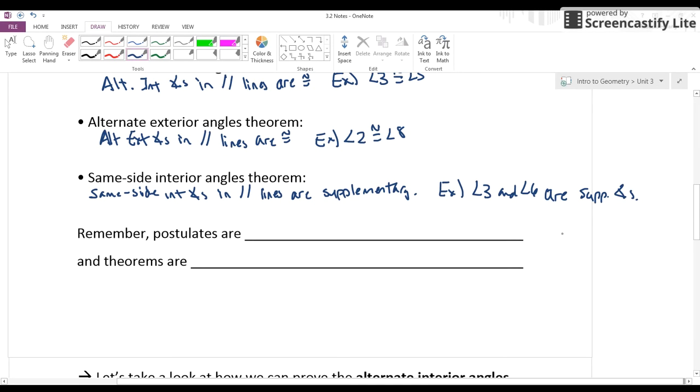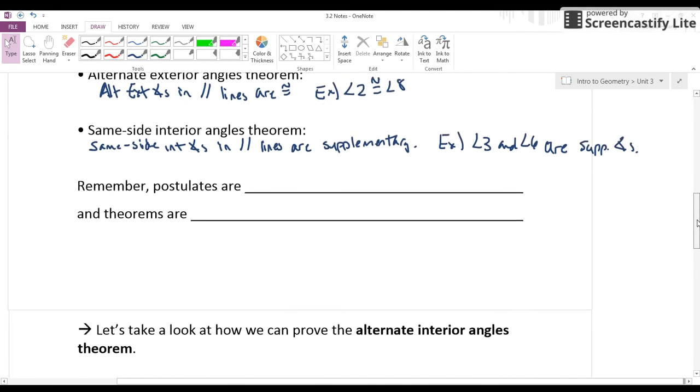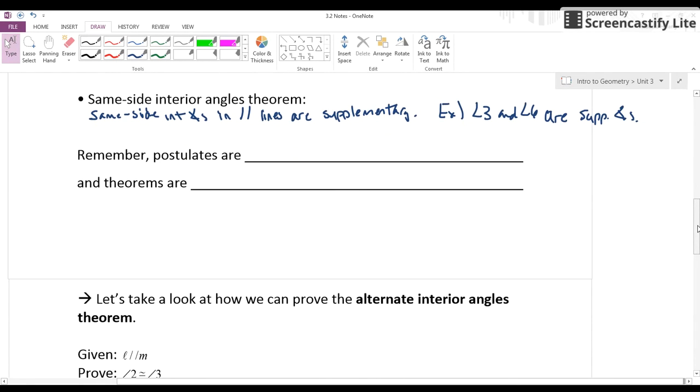And then we can use the definition of supplementary to say that they add up to 180, right? So a couple of things, just a reminder about vocabulary, since we had postulate and theorem. I don't really care if you remember which one goes with which, but just to remember what they mean, postulates are basically things, ideas we take as given, right? Meaning we can't prove it.